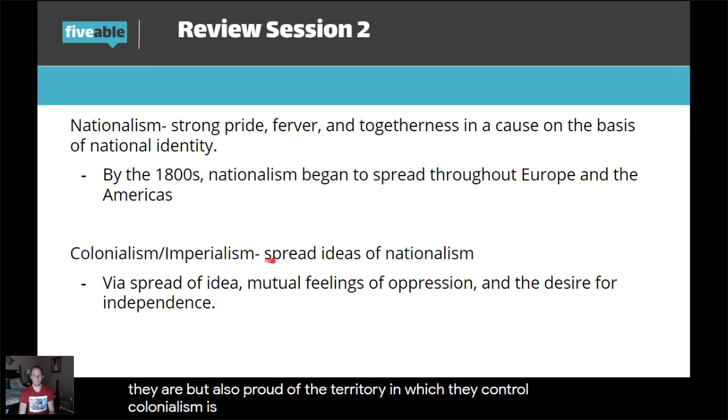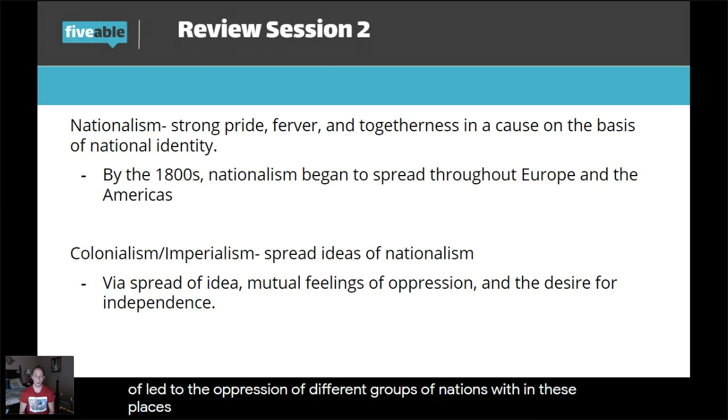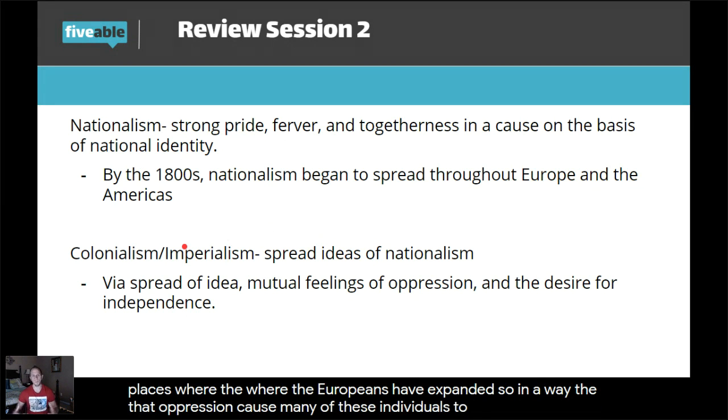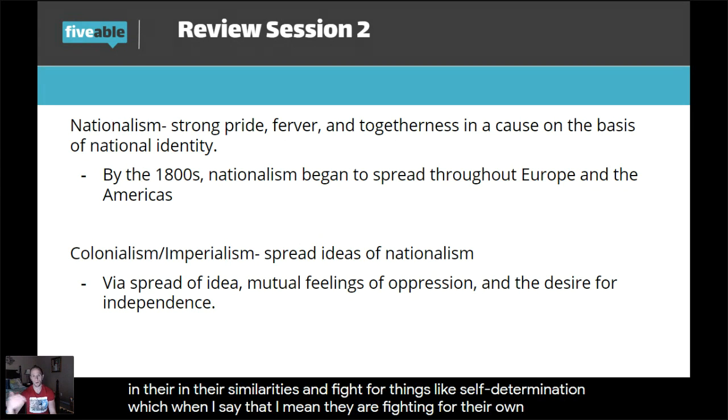Colonialism and imperialism spread ideas of nationalism, but also led to the oppression of different groups of nations within these places where the Europeans had expanded. So in a way, that oppression caused many of these individuals to come together in their similarities and fight for things like self-determination, which, when I say that, I mean they're fighting for their own autonomy or their own government.